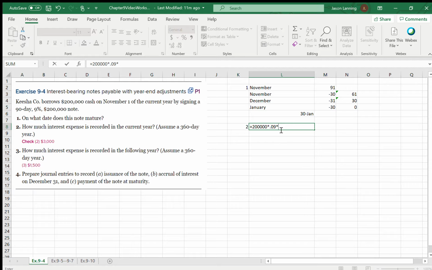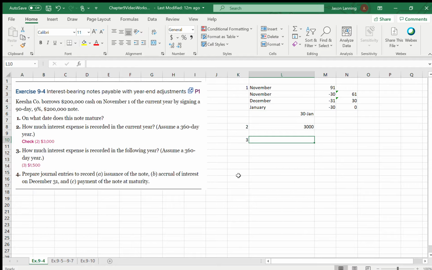And then, if we think about this, this was done on November 1st. So how many days do we have left in the current year? Well, we would have 30 in November, and because this was done on the 1st, we would have the 29 in November remaining, and then also we would have the 31 in December. So this would be 60 days. So we would have 60 divided by 360, which means we're looking at $3,000 is our interest expense for the current year.